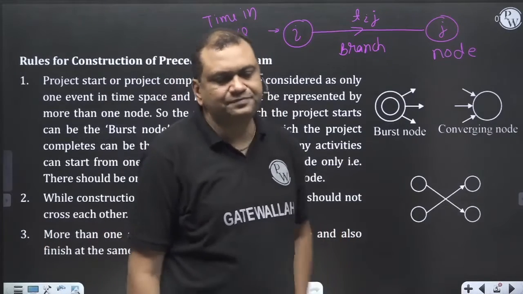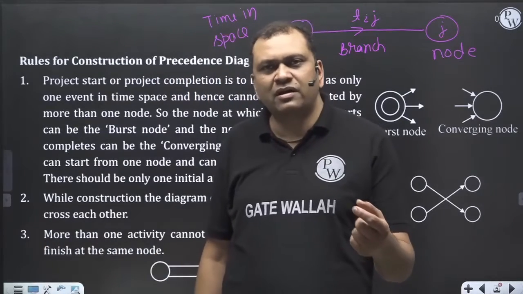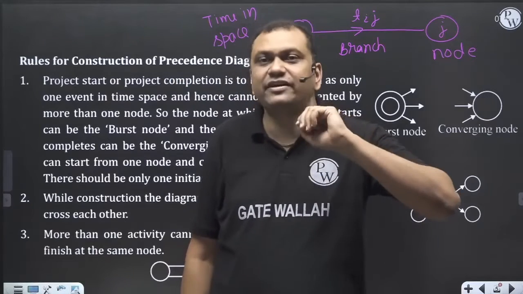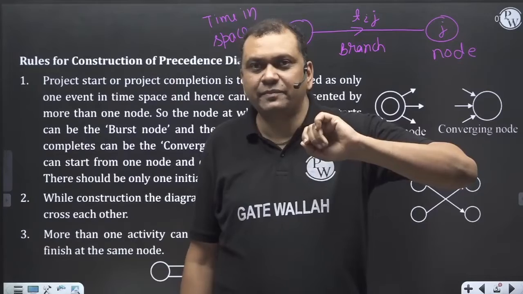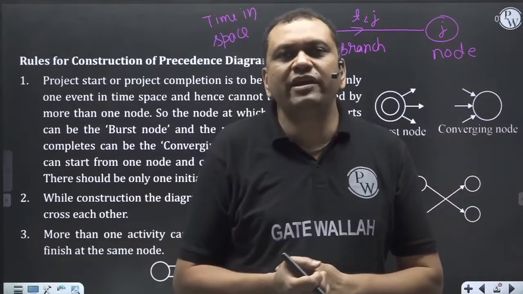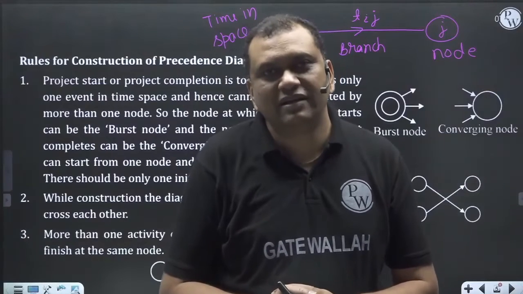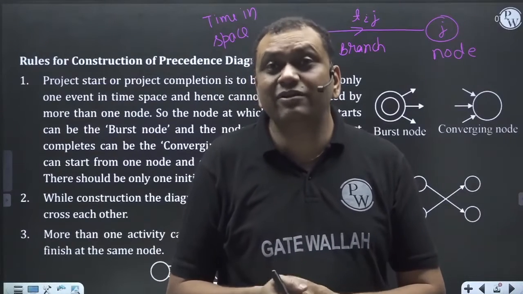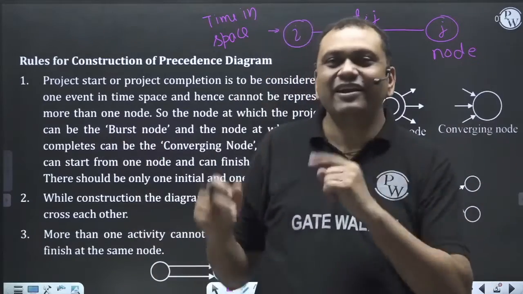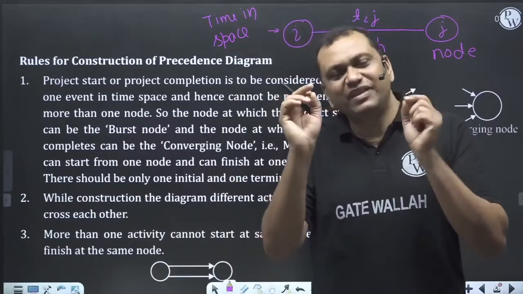For example, 20th November 10:30 AM. It's a node. It's an event. It's not an activity. An event is some time in space. Or let us say 25th December 11:05 AM, the activity will start. It's a node and it's a time in space.